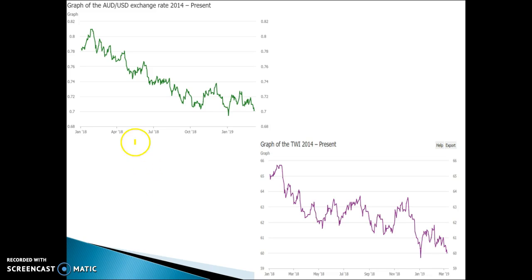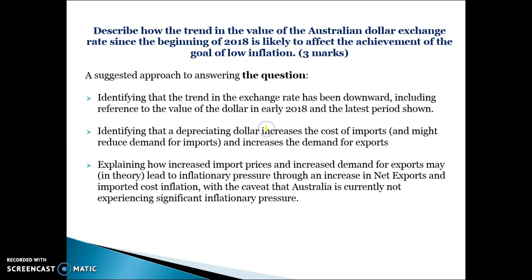As you can see, over the last 2 years, so these graphs both start from January 2018, you can see there's been a noticeable declining trend in the value of the Australian dollar. That's both compared to the US dollar and also the TWI, or the trade weighted index. Basically the trade weighted index measures the value of the Australian dollar compared to a basket of foreign currencies. So there's been a clear downward trend. The dollar has clearly depreciated, so that's what you need to be focusing on in your answer. And it's from around 80 cents to around 70 cents in terms of the US dollar.